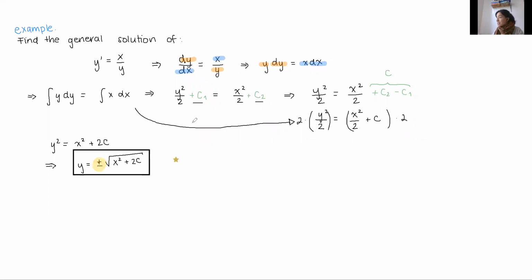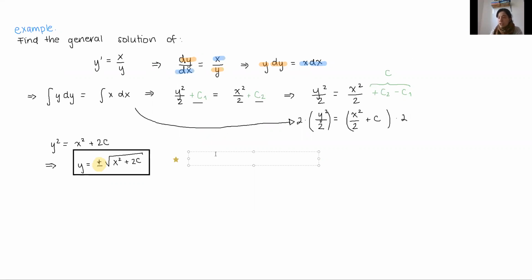The reason that it has a plus or minus in front is that, when I have a square, the sign cancels out. So if I'm taking the root, I could be taking either the positive root or the negative root. How will I know if I should be looking at the positive root or the negative root? That's going to depend on the initial condition. Depending on whether my initial condition was positive or negative, I will have to take either the positive root or the negative root.